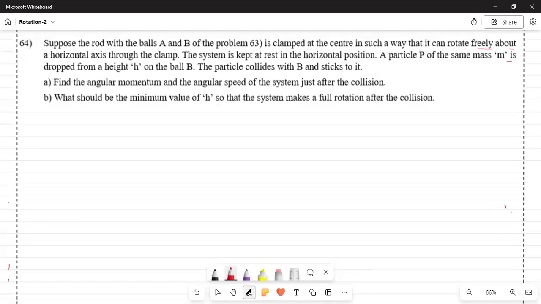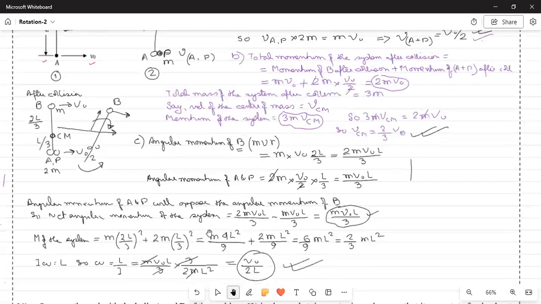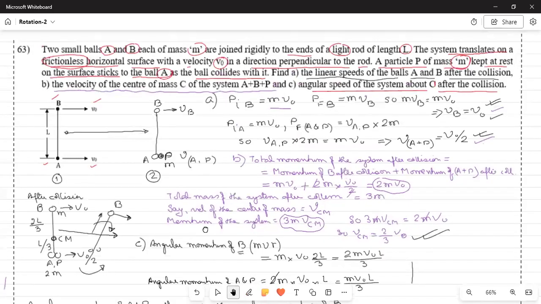Now we start problem 64 of your textbook. It says, suppose the rod with the balls A and B of problem 63. Now, what is problem 63? In case you have forgotten, problem 63 was like this. There are only two balls A and B, both of mass M, connected by a light rod of length L.